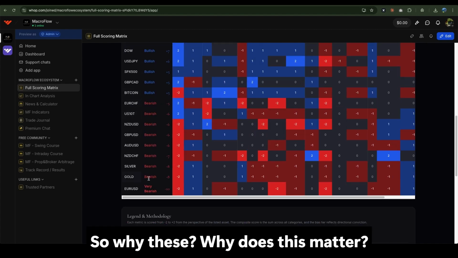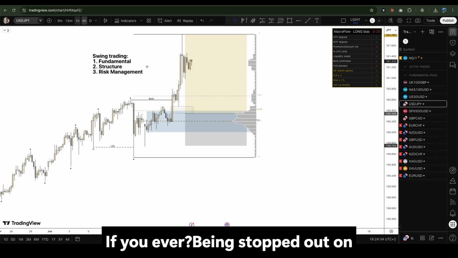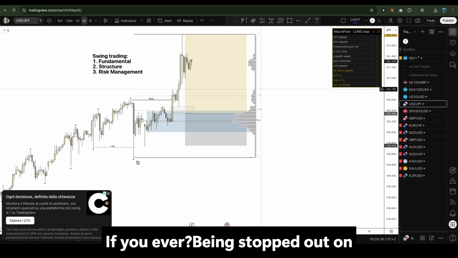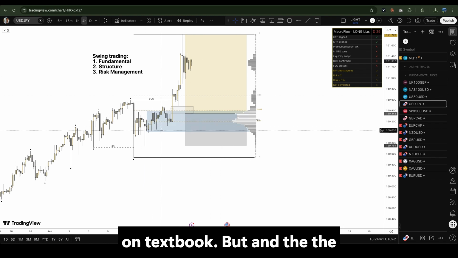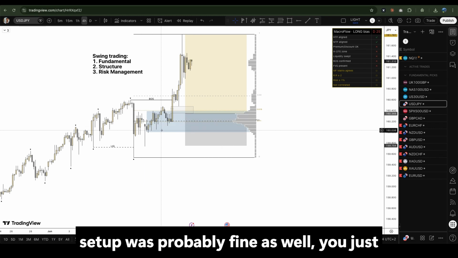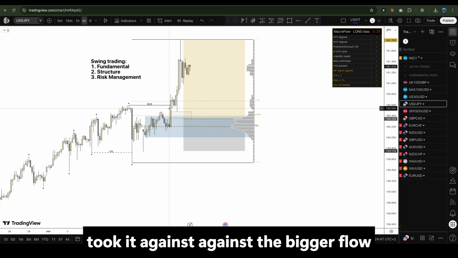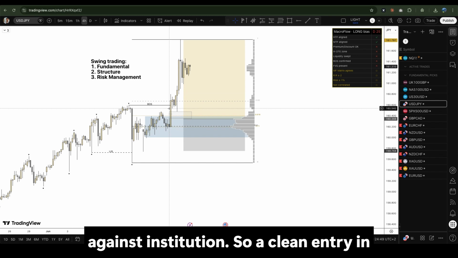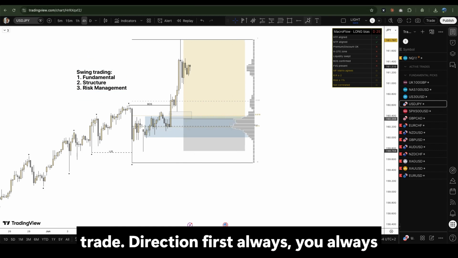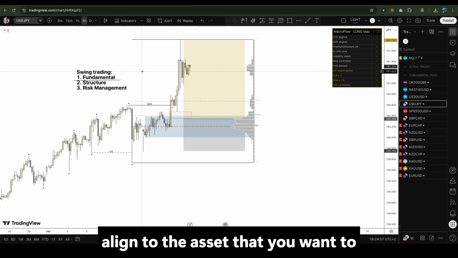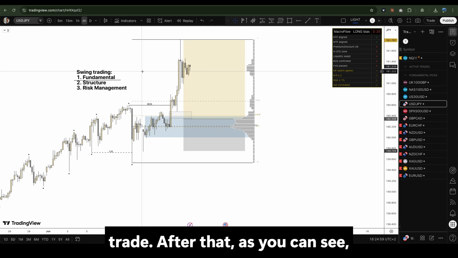So why does this matter? If you have ever been stopped out on a setup that looked amazing in the textbook, and the setup was probably fine as well, you just took it against the bigger flow, against institutions. So a clean entry in the wrong direction is still a losing trade. Direction first, always. You always need to have direction and fundamentals aligned with the asset that you want to trade.